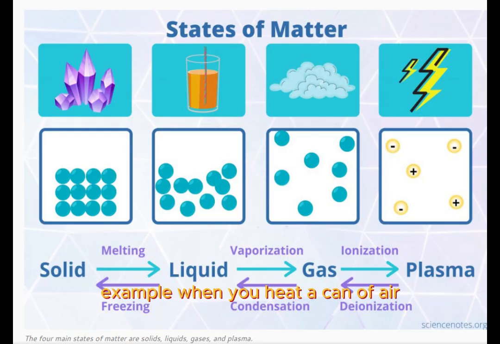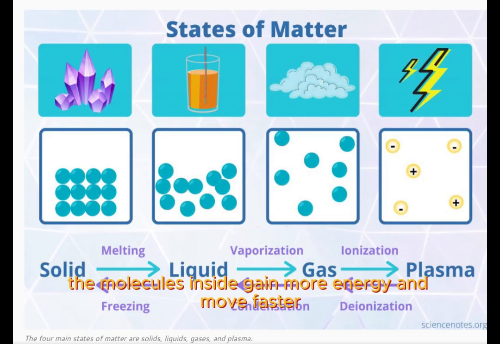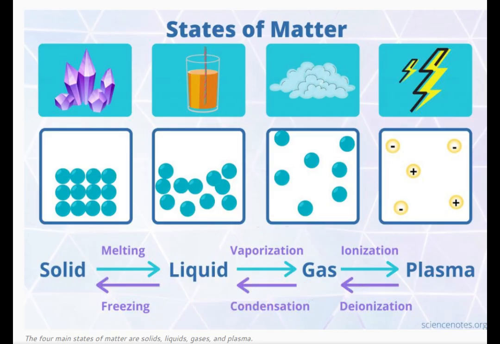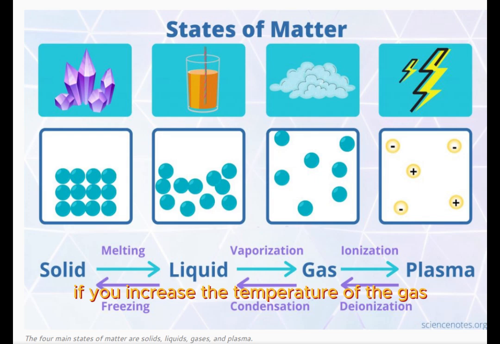Example: when you heat a can of air, the molecules inside gain more energy and move faster. If you increase the temperature of the gas in a container, the molecules will collide with the walls more frequently and forcefully, increasing the pressure, assuming the volume is constant.